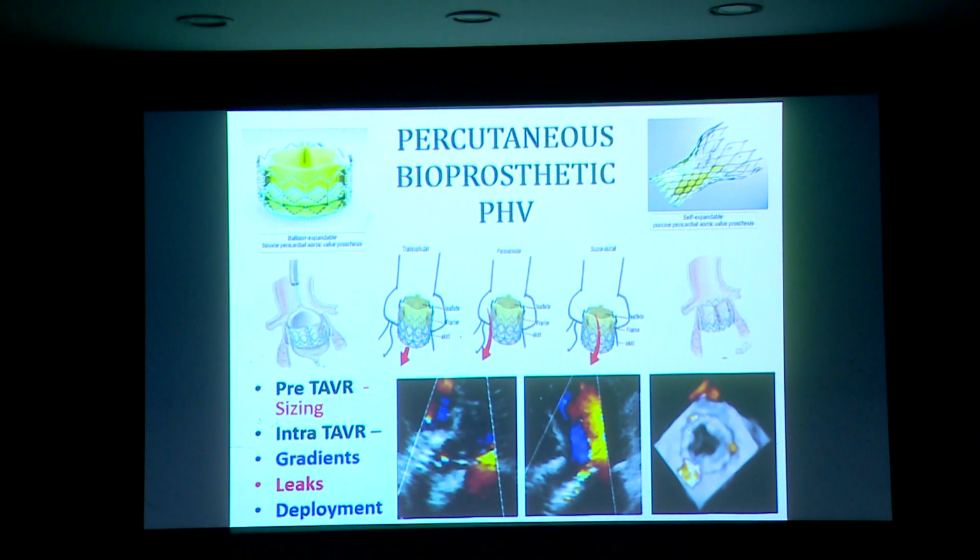Coming to the echo part, what we require from the echocardiologist. Before the TAVR, we require an appropriate echo to understand the sizing of the valve. In the procedure echo, we require to find the gradients across the valve, the leaks, and deployment. So here you see the 3 types. Here you see the transvalvular leak. Here the paravalvular leak around the valve. And here is a third kind of leak.